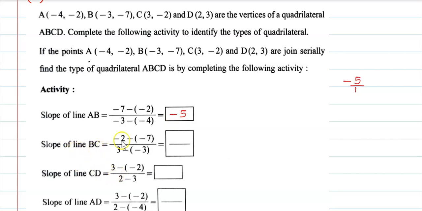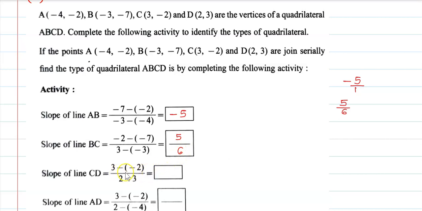Next, slope of BC. Here minus 2 minus minus again will become plus. So in the numerator, minus 2 plus 7, you will get here 5, and in the denominator minus minus plus. You will get 3 plus 3, 6, and therefore here 5 upon 6.